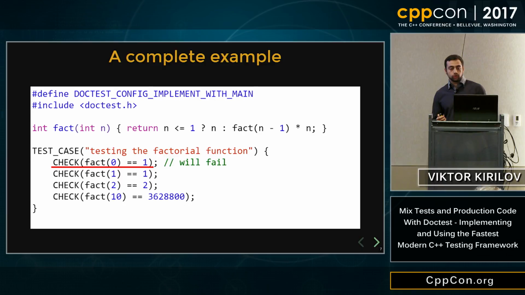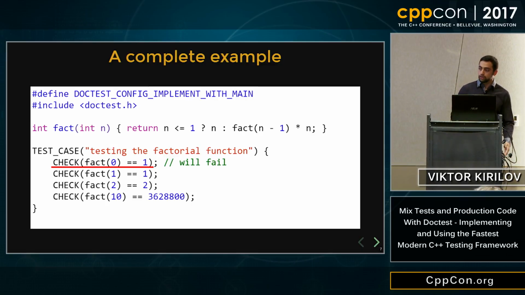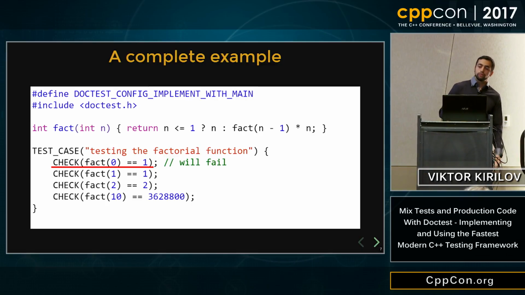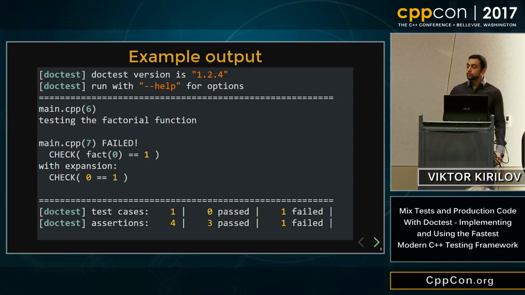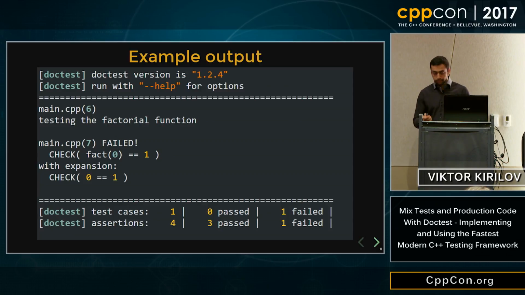Here is a complete example of a program which compiles and links to an executable. First, we define some identifier which tells Doctest to implement its test runner here in this source file, and also to provide a main entry point. Then we include the framework, and then we have a function which we want to test. There is one single test case which has 4 assertions, and the first one of them will fail because we have a bug in the function. Here is what the output looks like. First, we get told which test case failed, and then which assert failed. And we even get the value of fact of 0. And at the end, there is a summary of how many tests passed and failed.